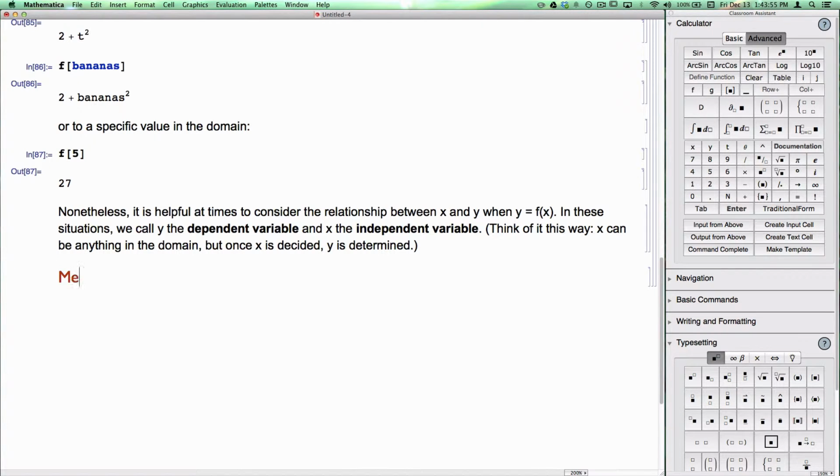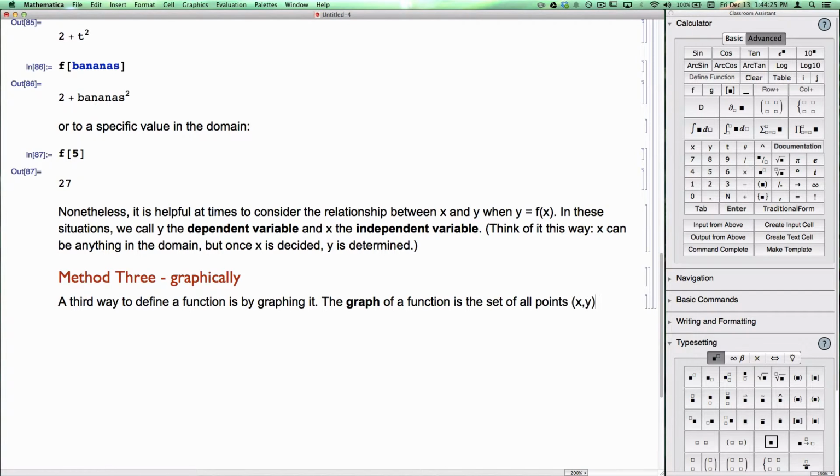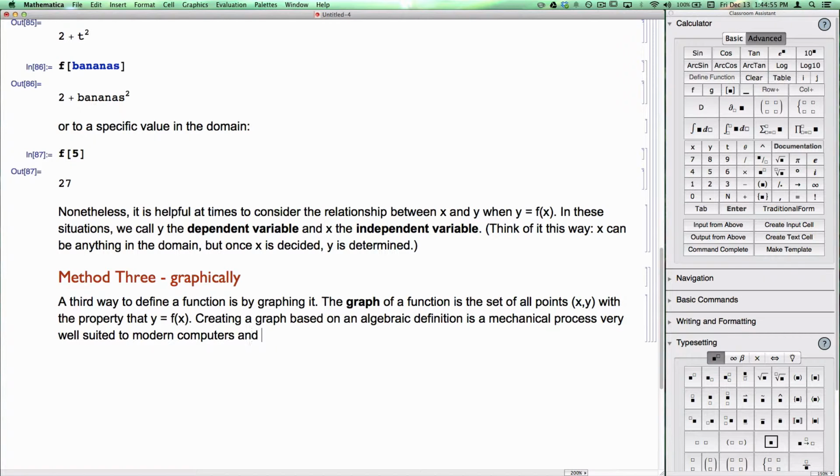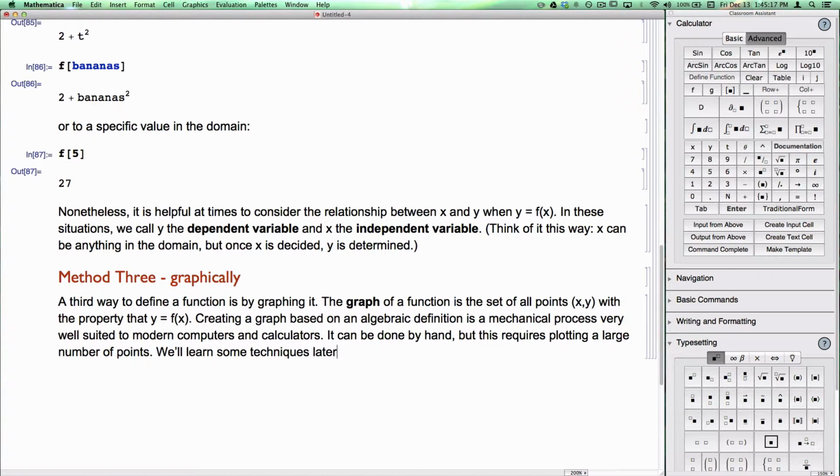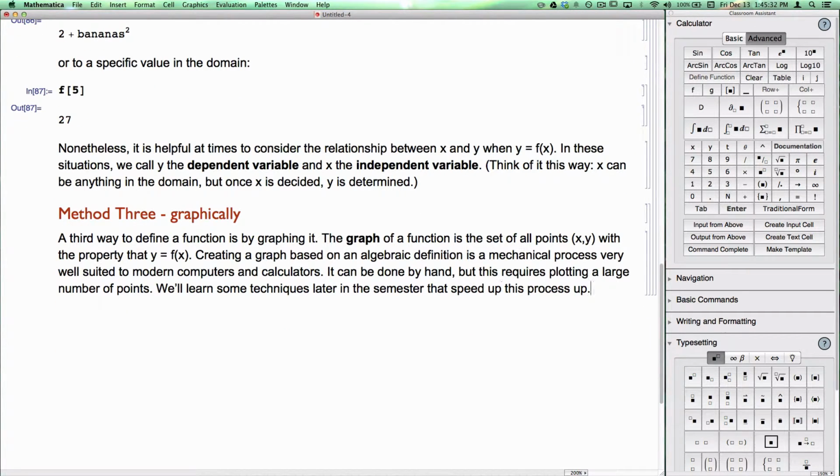Method 3, graphically. The third way to define a function is by graphing it. The graph of a function is the set of points (x, y) with the property that y equals f of x. Creating a graph based on an algebraic definition is a mechanical process very well suited to computers. It can be done by hand, but this involves plotting a large number of points. Later in the semester, we'll learn some techniques that speed this process up.